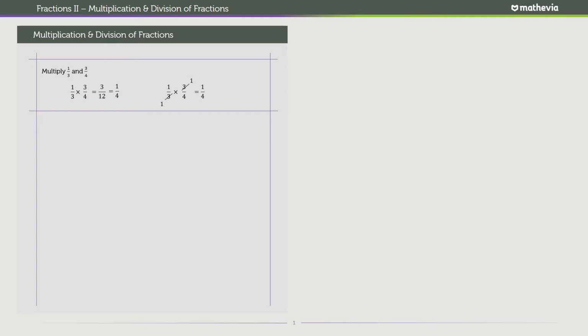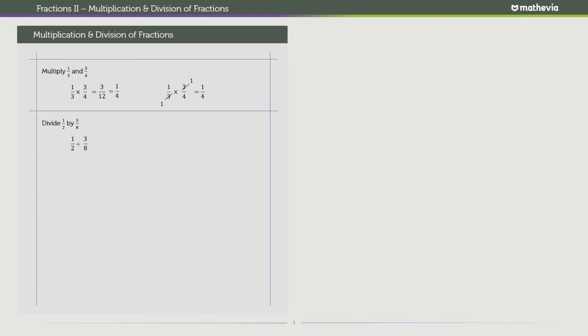Very simple. Now what about division? Okay, so we have divide 1/2 by 3/8. Division, just like multiplication, very simple. Okay, and basically we have 1/2 divided by 3/8.